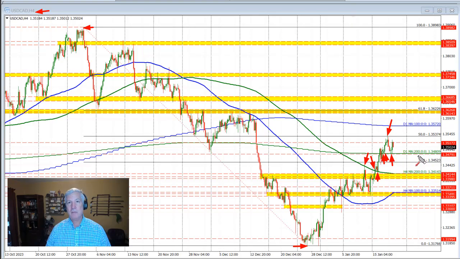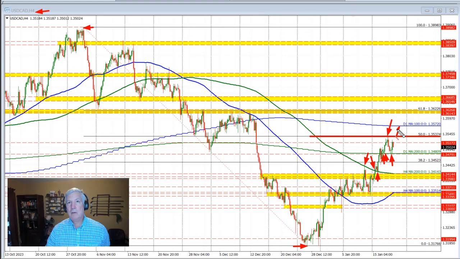That 200-day moving average comes in at 1.3481. As long as the price can stay above that level today and going forward, the bias remains more to the upside. Now, there is work to do. The work to do is get above the 50% midpoint of that move to the downside. That level comes in at 135.37, and as we know, yesterday we moved just a little bit above it before rotating back to the downside. So getting above that level would be key.